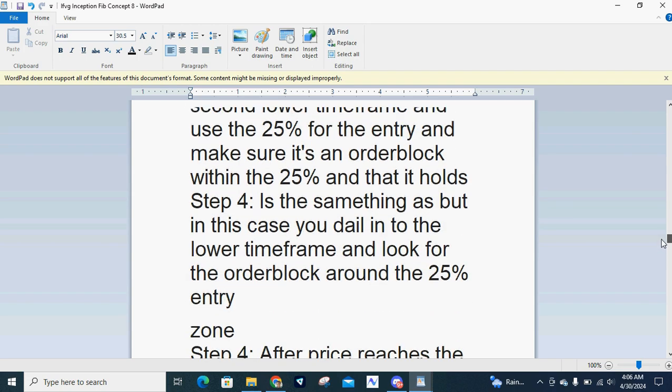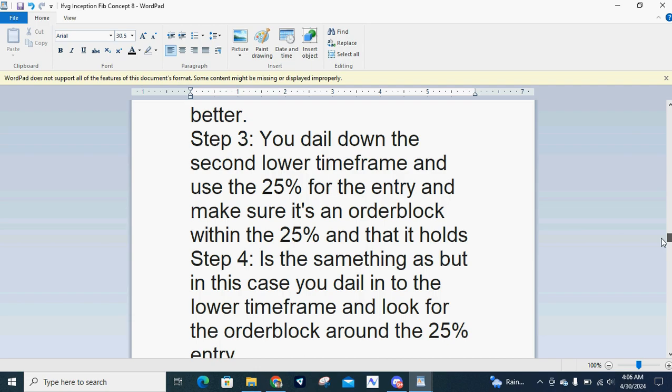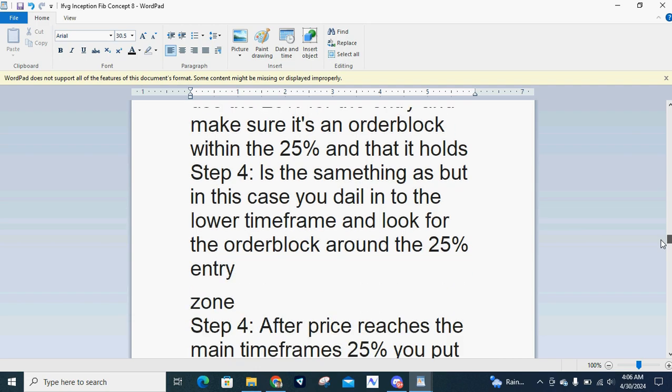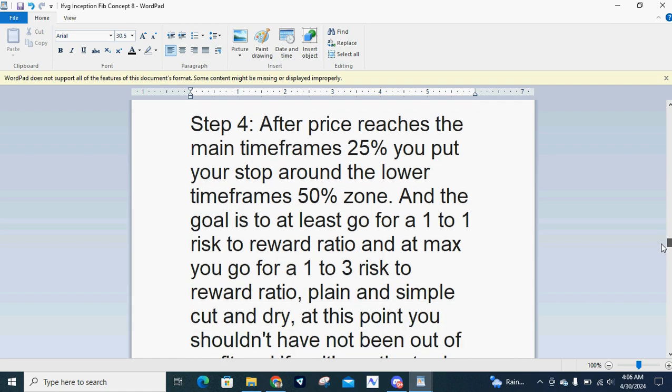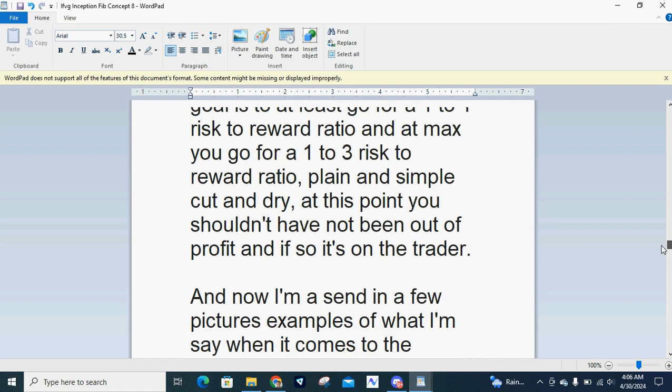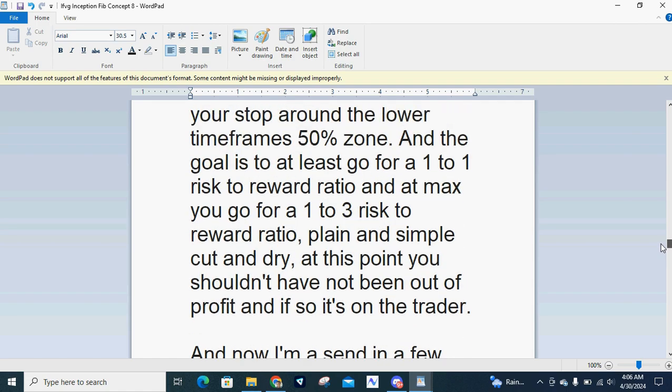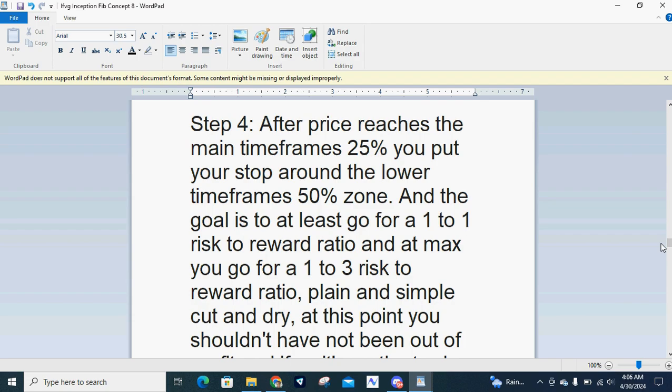Okay, use the 25% because it holds most of the entry, and then use the 50%. I'll say the higher time frame, 50%, to take profit, or use the equal highs, relative equal highs for your take profit levels, or take a partial profit. The goal is you want to at least use a 1-to-1 risk to reward ratio, but really you want to go for 1-to-2. I'll say 1-to-1 realistically. But if you can get a 1 to 3 reward, more power to you.